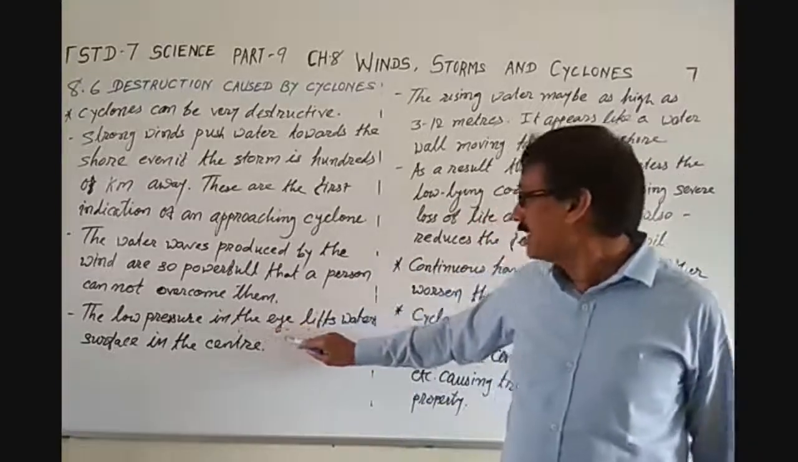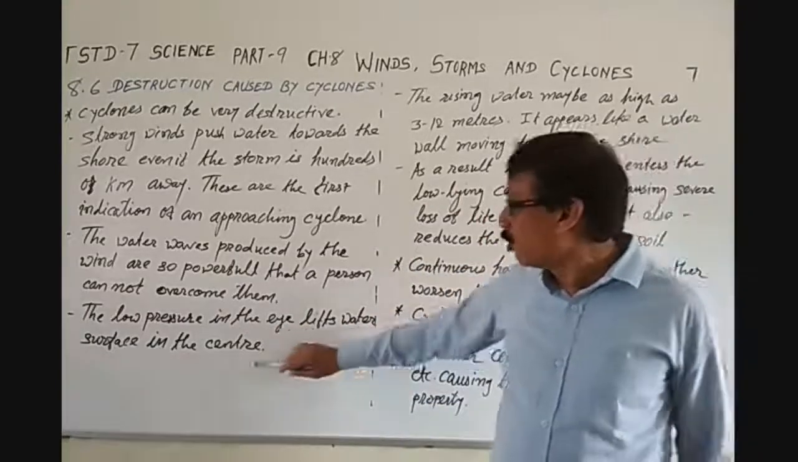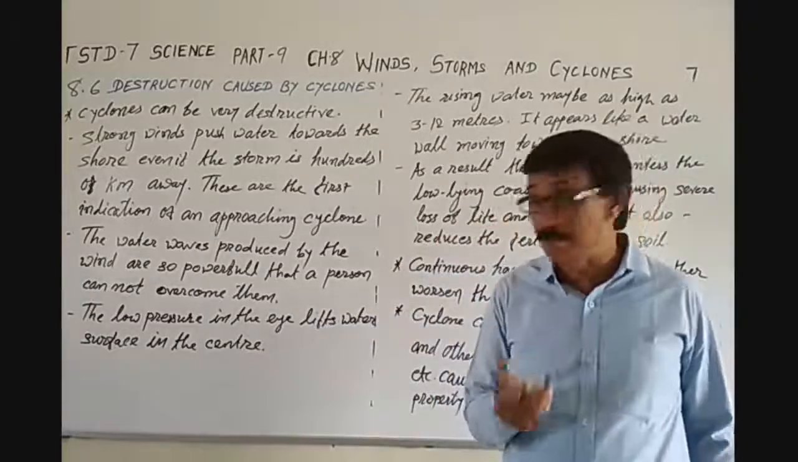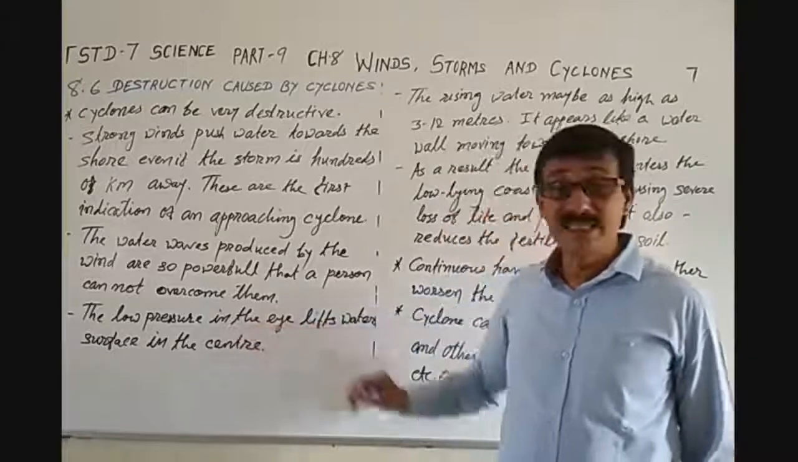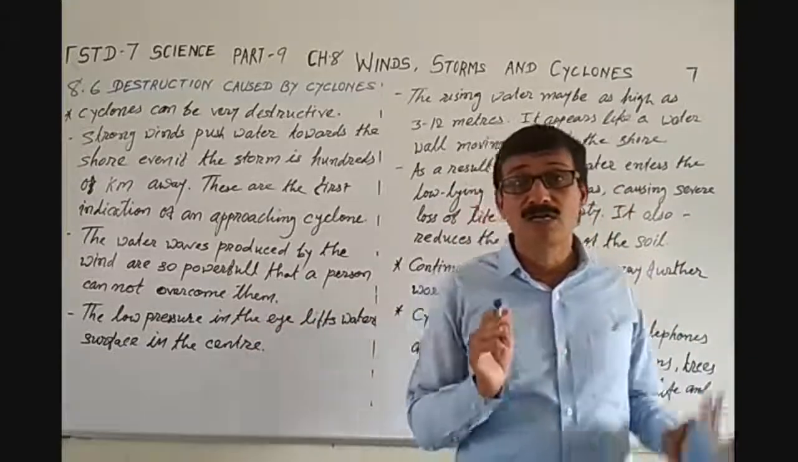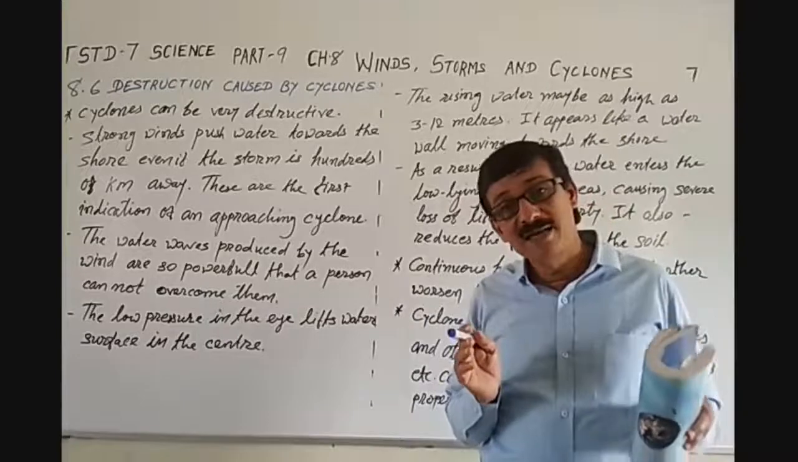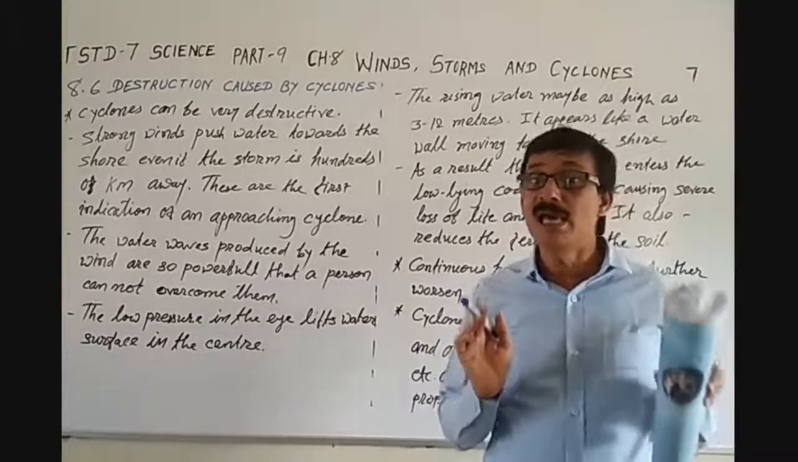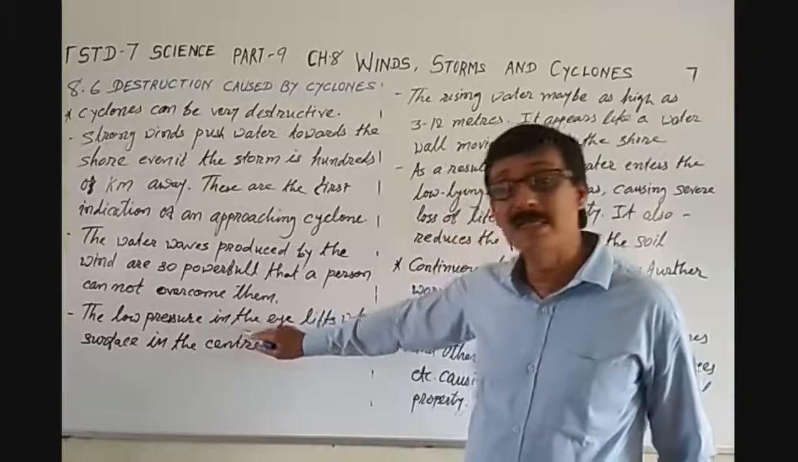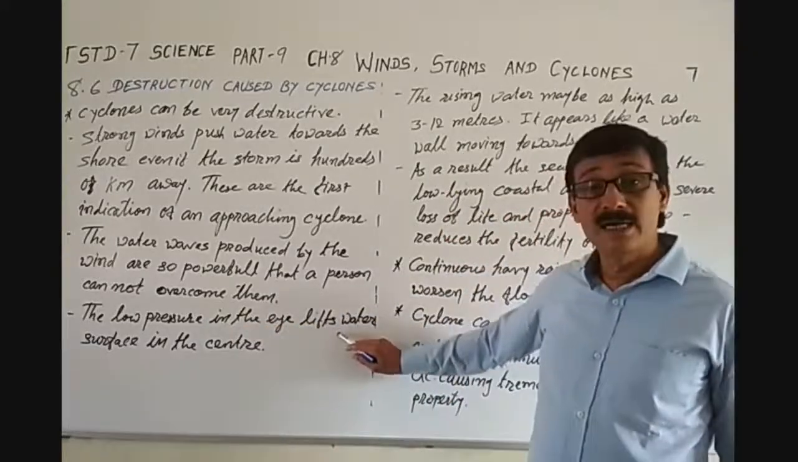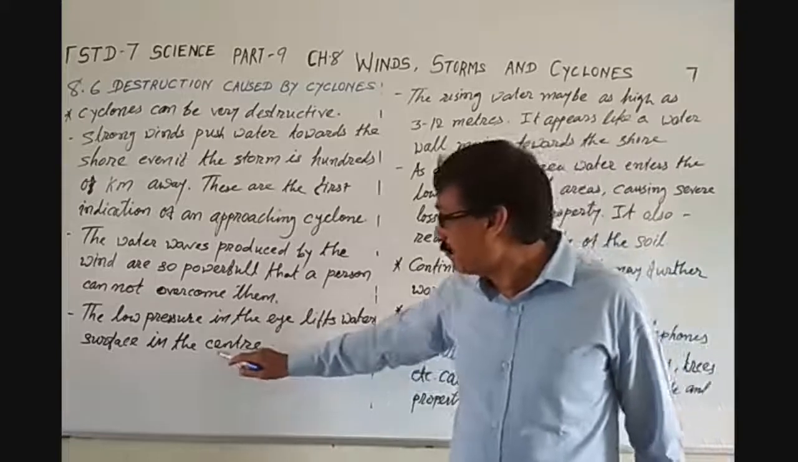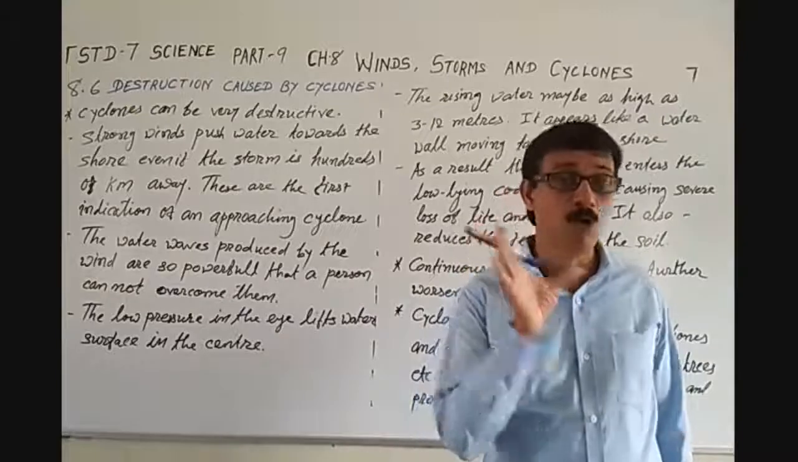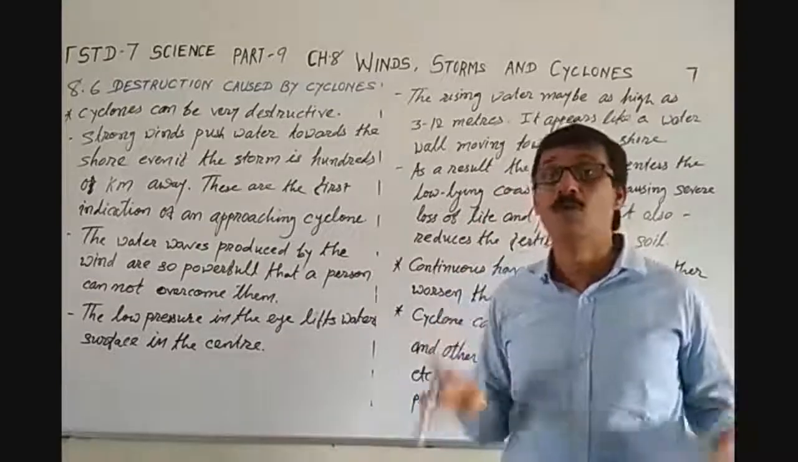The low pressure in the eye lifts the water surface in the center. Actually, what happens? Yesterday we discussed the eye, isn't it? It is a calm area, and second thing, there is low pressure, and that is why the low pressure in the eye lifts the water surface in the center. आई जो है वो सेंटर में होती है, जहां पे लो प्रेशर होता है, which lifts the water.